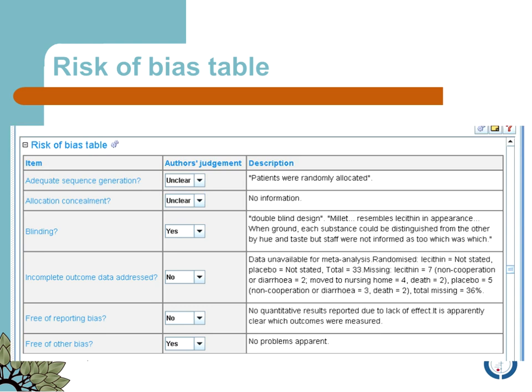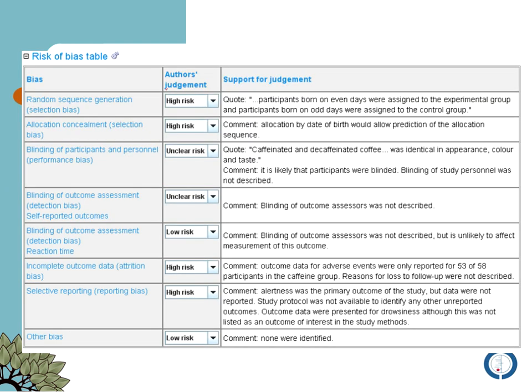The Cochrane Risk of Bias tool, of course, is used to assess the methodological quality of studies that are included in your review. The Risk of Bias table presents a description and judgment for 7 quality domains, including adequate sequence generation, allocation concealment, blinding of participants and personnel, blinding of outcome assessment, incomplete outcome data, reporting bias, and other bias. Each item is judged by the details provided in the manuscript or by contact with the authors as being at low risk of bias, high risk of bias, or unclear risk of bias.